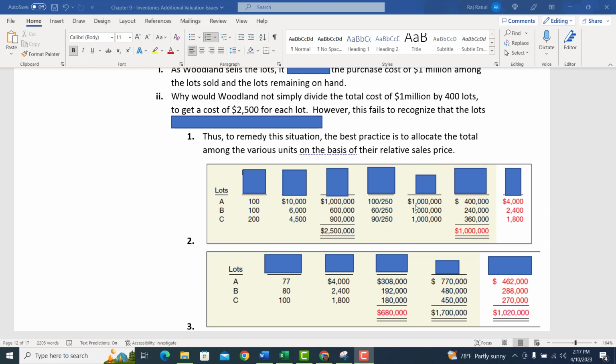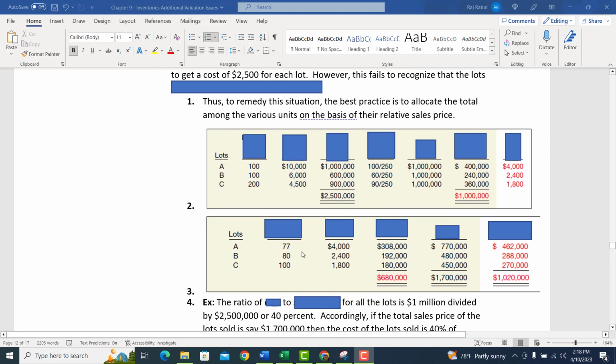So I'm apportioning that total cost of a million, and I get the allocated cost per unit. Now we take that another step further, and we take the cost allocated, and we divide it by the quantity of lots, and I get my cost per unit lot.